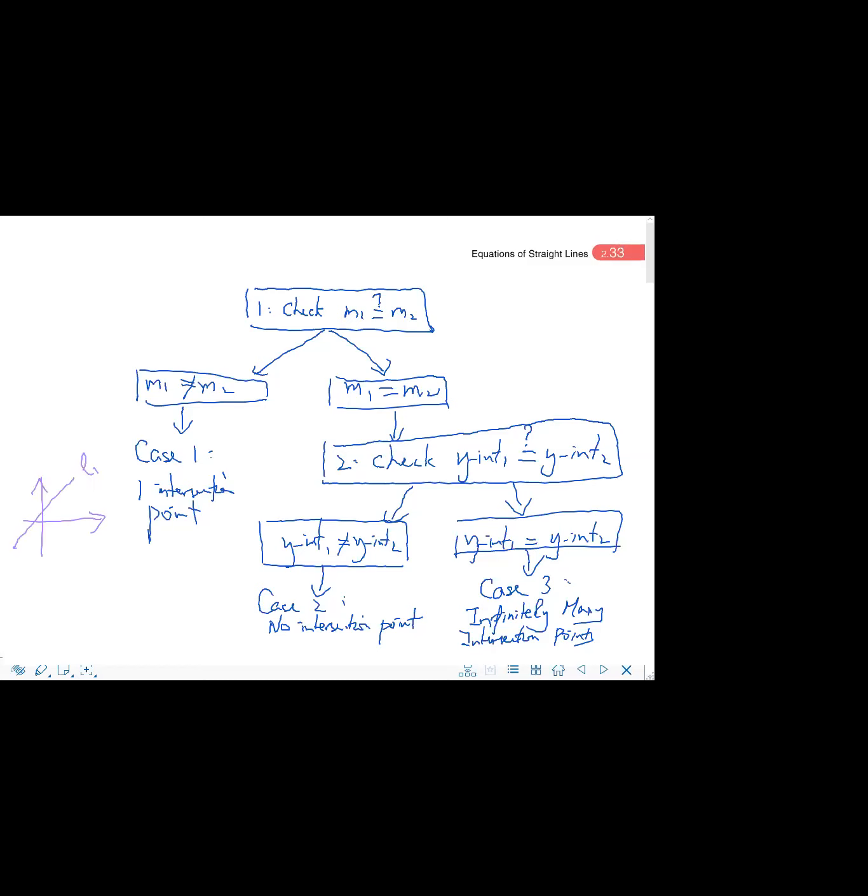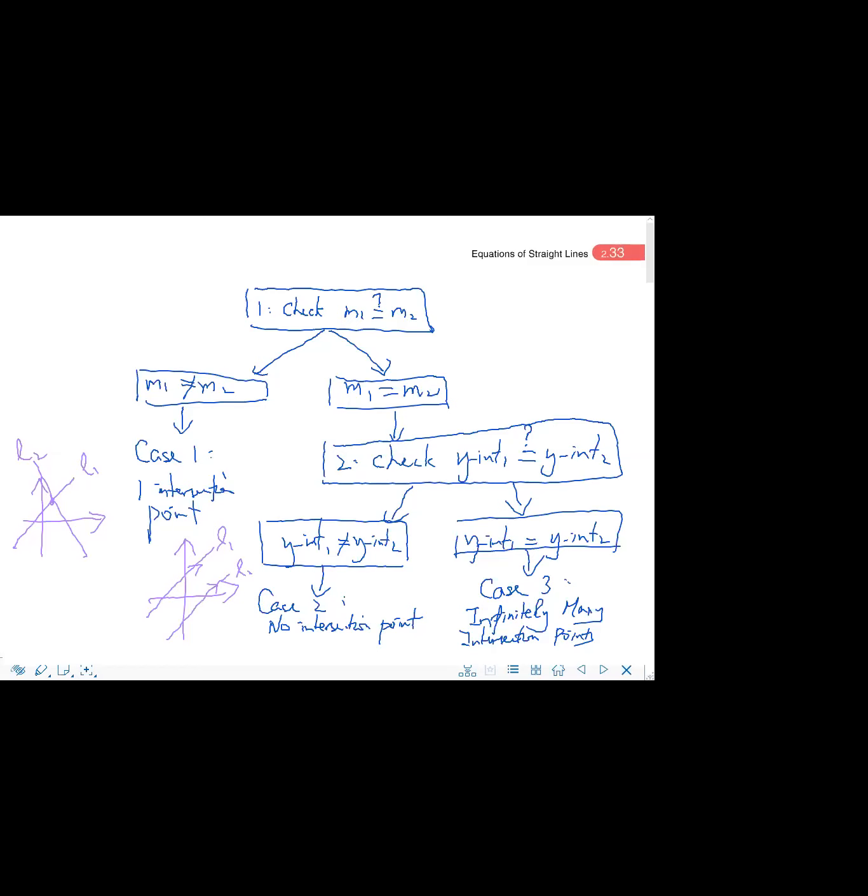L1 and L2 will have one intersection point. Okay, and then for case 2, if the slopes are equal but their y-intercepts are not equal, then they are a pair of parallel lines. L1 and L2 are parallel because they have the same slope. But they cut the y-axis at different positions. So they are just a pair of normal parallel lines with no intersection point here. They will not meet each other forever.